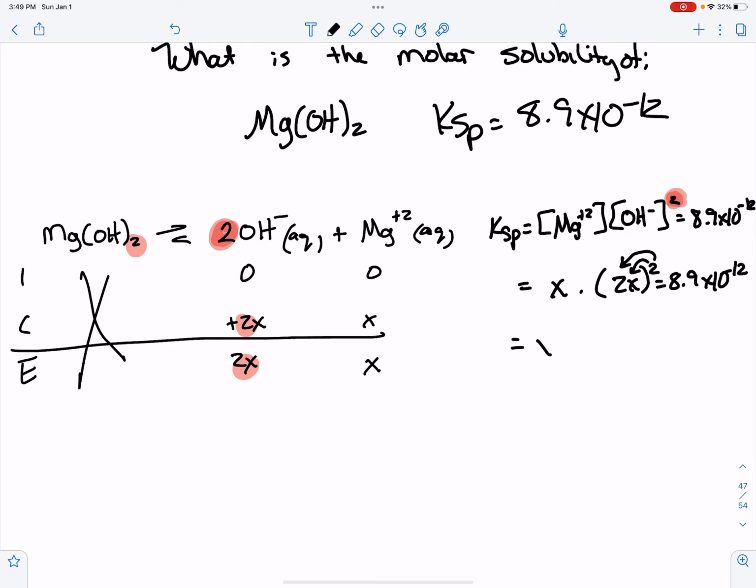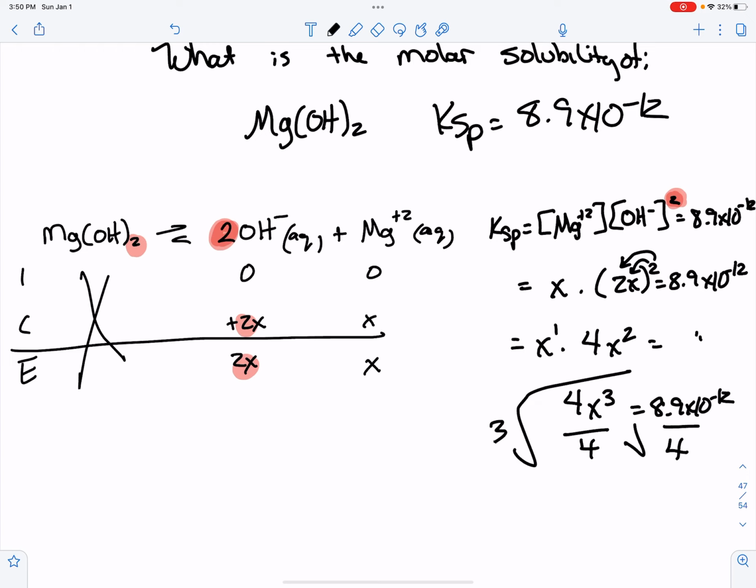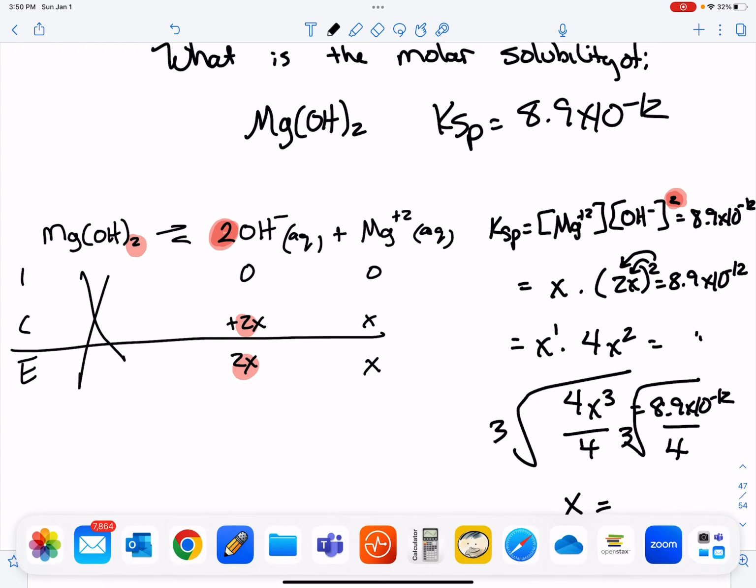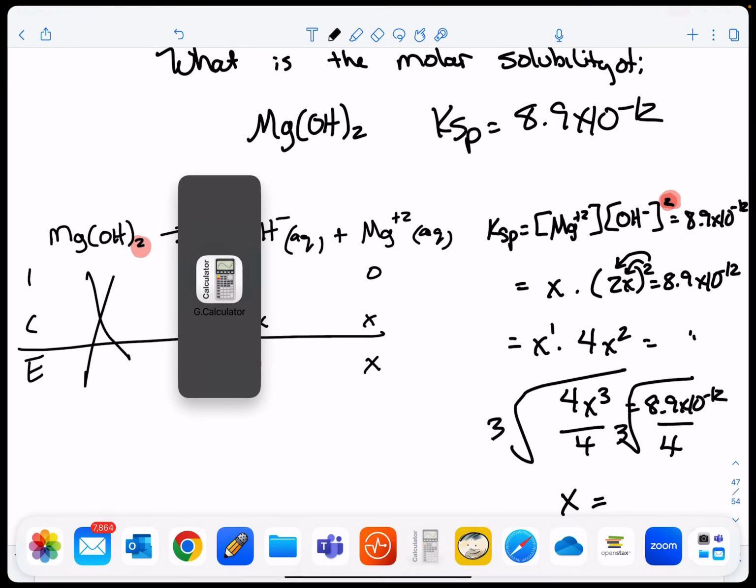So that would be x times 4x squared. So then you do the next round of math. This is kind of like saying x to the first. So that becomes 4x cubed is 8.9 times 10 to the minus 12th. Divide both of them by 4 and then take the third root of both of them, and that'll give me x. I'm going to bring this over here.